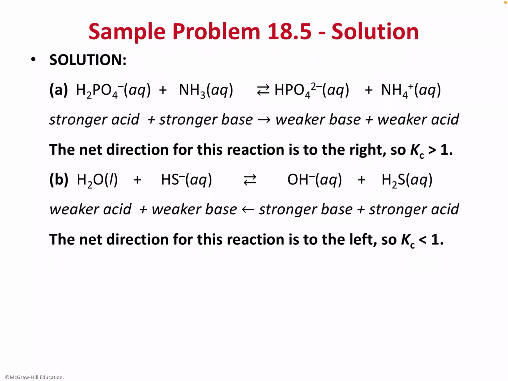So that's how you predict which direction a reaction proceeds if you are given a strong acid and a strong base, or a weak acid and a weak base. First, you need to figure out the conjugate acid-base pairs, and then you compare the two acids and the two bases and figure out which one is the strong one. Always, a strong acid and strong base give you the weak acid and the weak base.